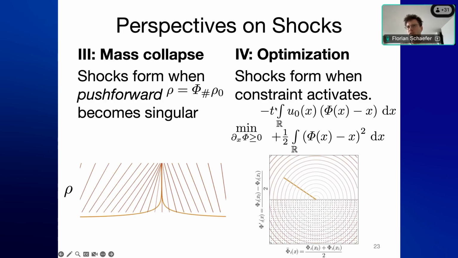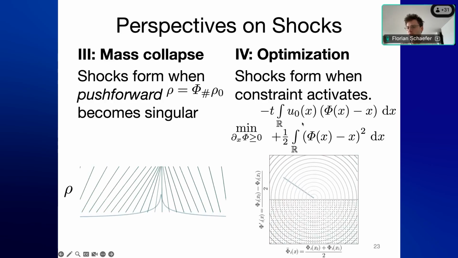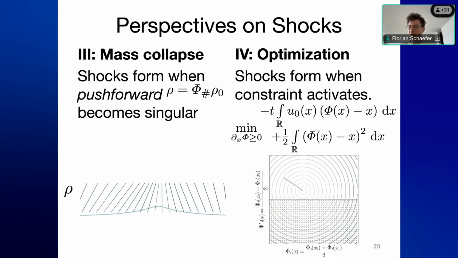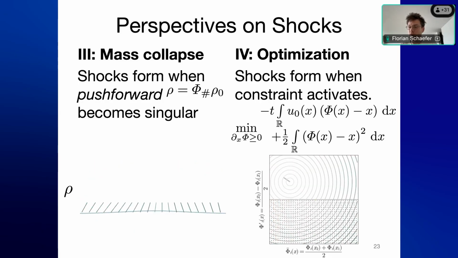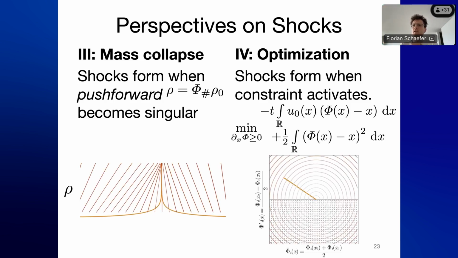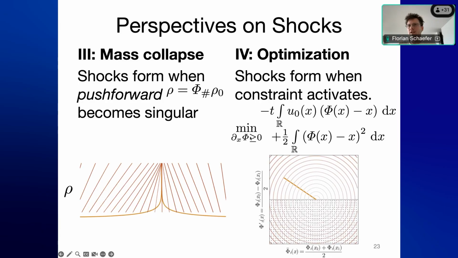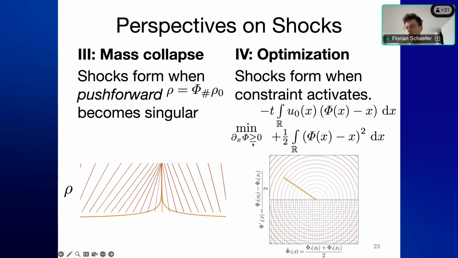And now, if you take the derivative with respect to phi of this, so you solve for the optimality condition, you will find exactly that definition of phi t of x equal to x plus t times u0 of x. And so it turns out that we can define that exact same phi through this minimization problem, again with the constraint that particles don't pass through each other, so the derivative of phi is positive.